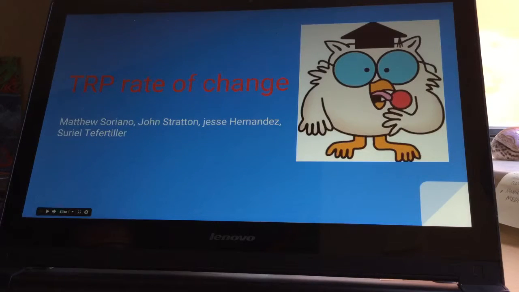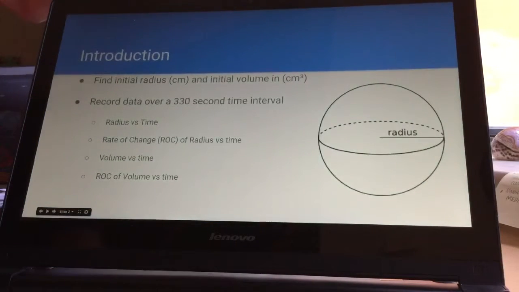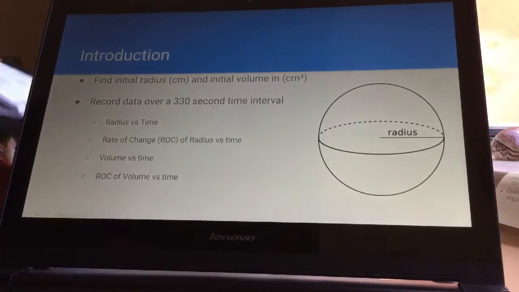And Surya Tevritiller. And we are here to answer the famous question, how many licks does it take to get to the center of a Tootsie Pop? Or, more specifically, the rate of change of the Tootsie Roll Pop's volume. We are going to determine Surya's mouth sucking power on the Tootsie Roll Pop.